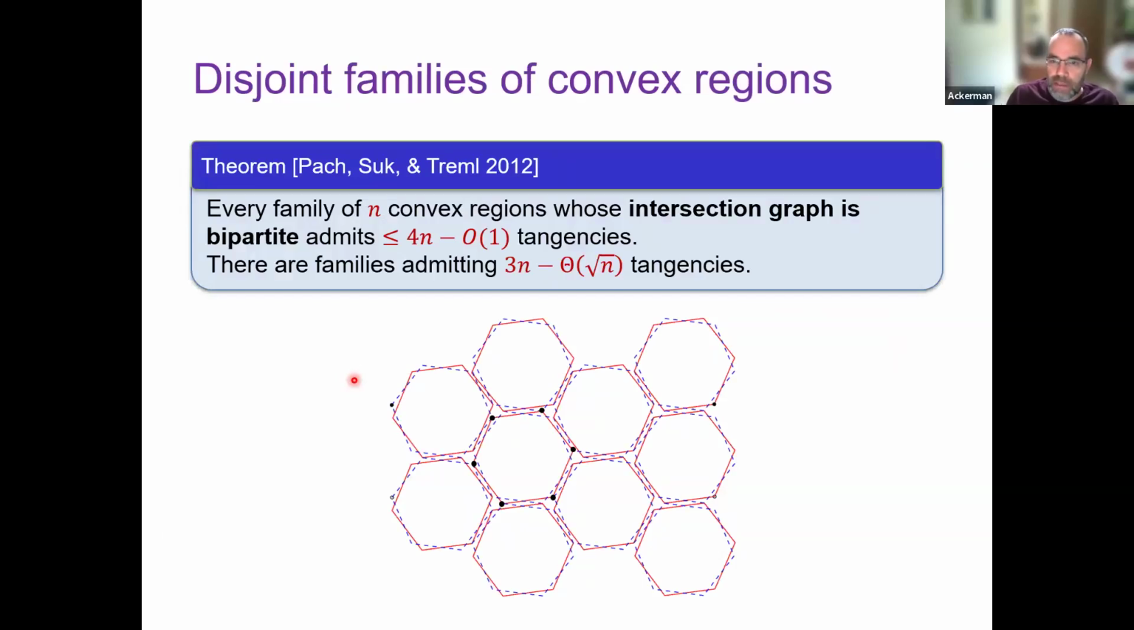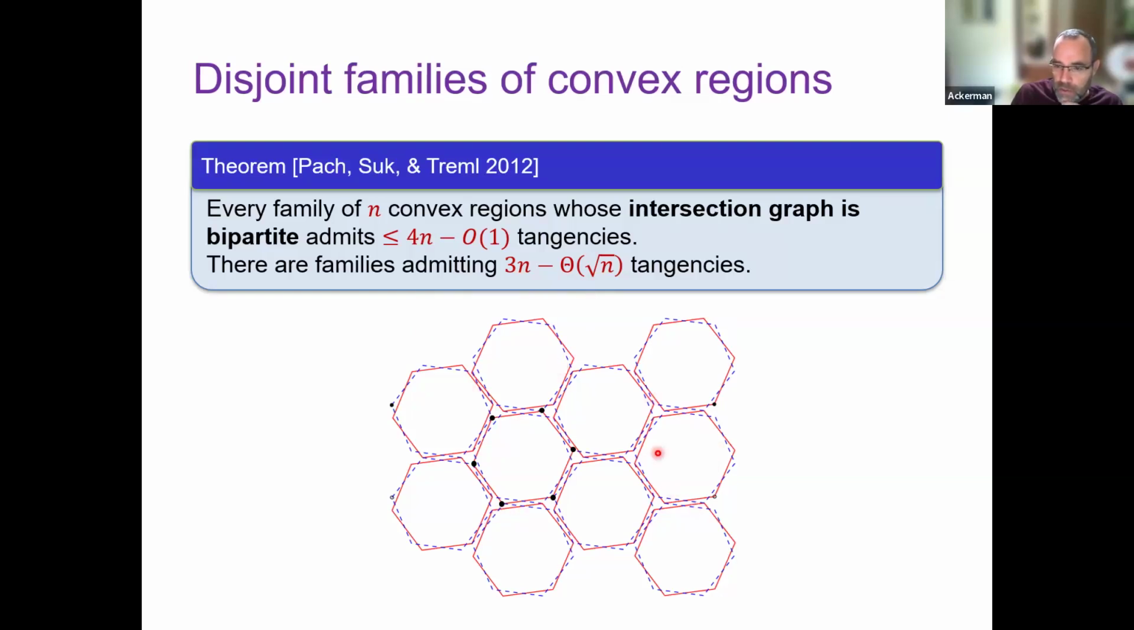This problem was studied by Pach, Suk, and Treml, and they show that if you have two families of disjoint convex regions, so the intersection graph of the regions is a bipartite graph, then the number of tangencies is at most 4n minus some constant. And they also have an almost matching lower bound of 3n minus square root of n. You can see the construction here.